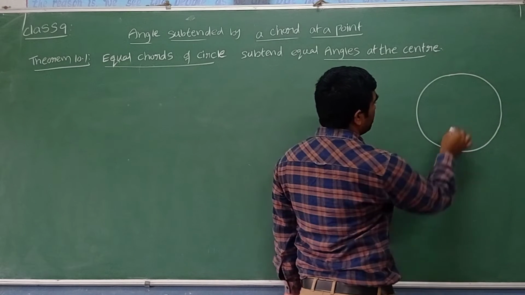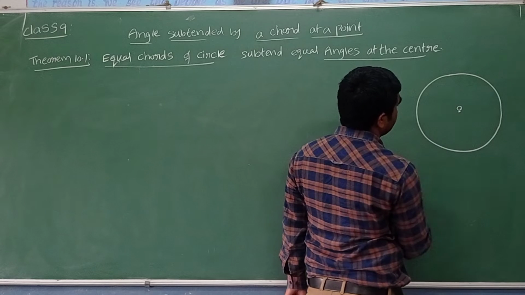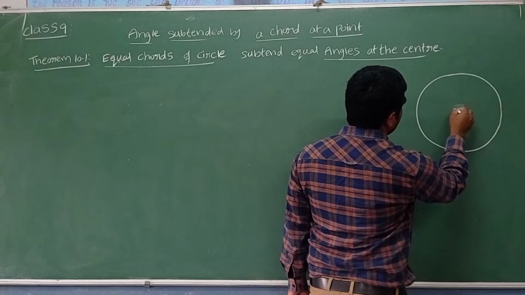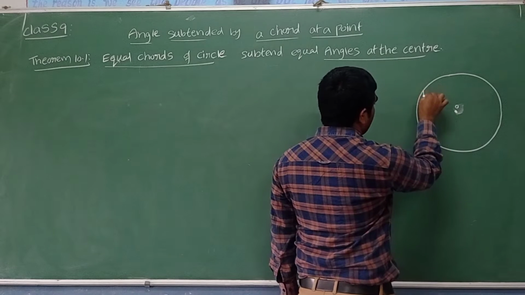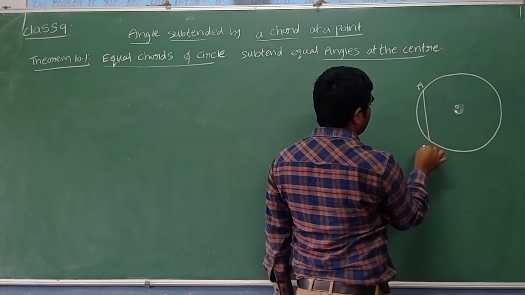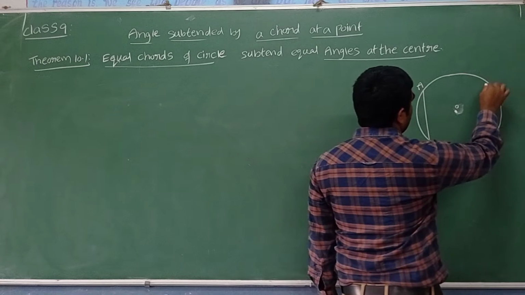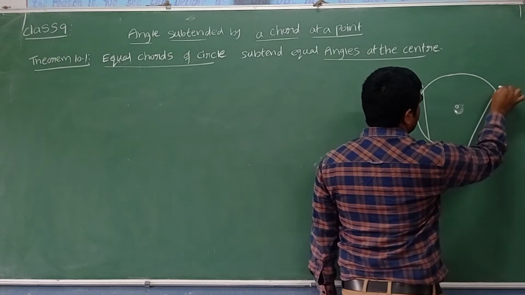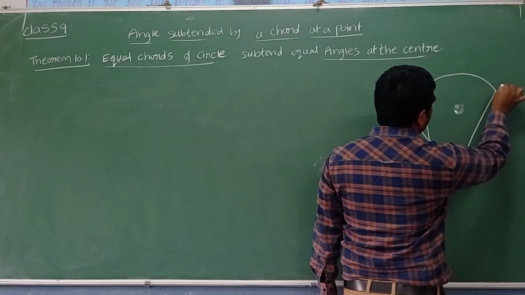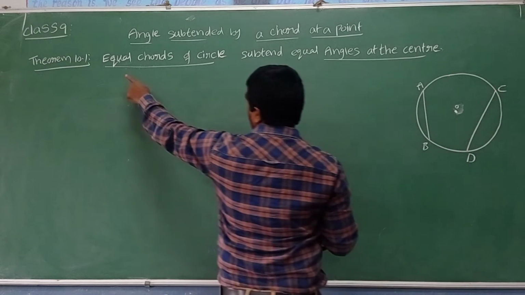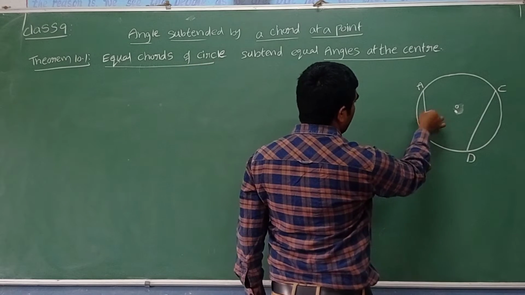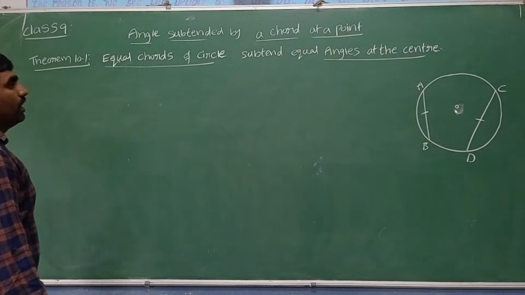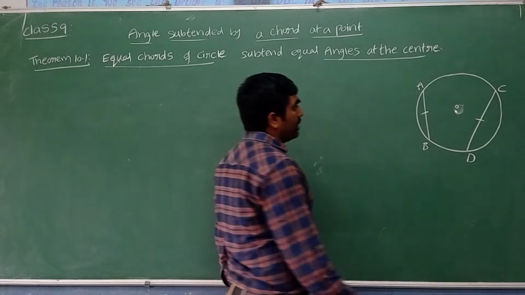Let me take a circle with center O. Let me take one curve AB, and let me take one more curve CD. Equal cuts of a circle: they said AB is equal to CD. Both are equal cuts, and they are going to subtend equal angles at the center.